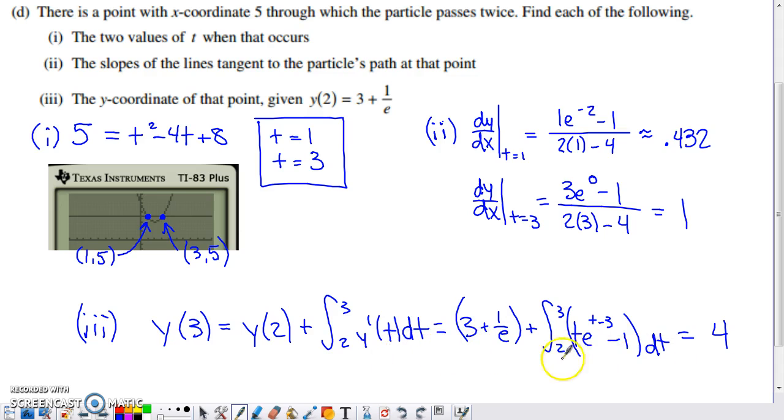And so if you do this computation on the calculator, it actually works out pretty nicely. You're going to end up with a y coordinate of 4 that corresponds to this x coordinate of 5.